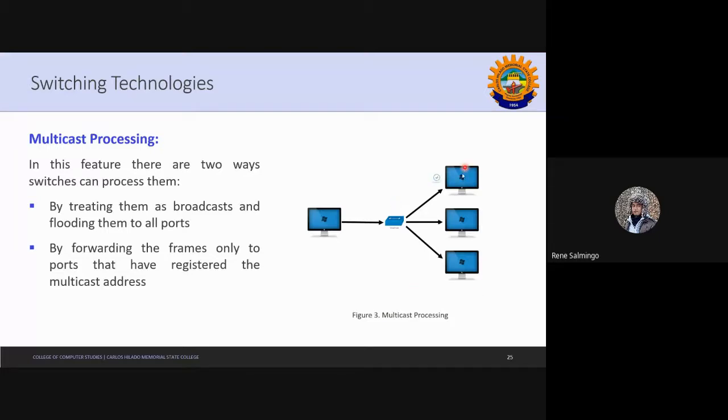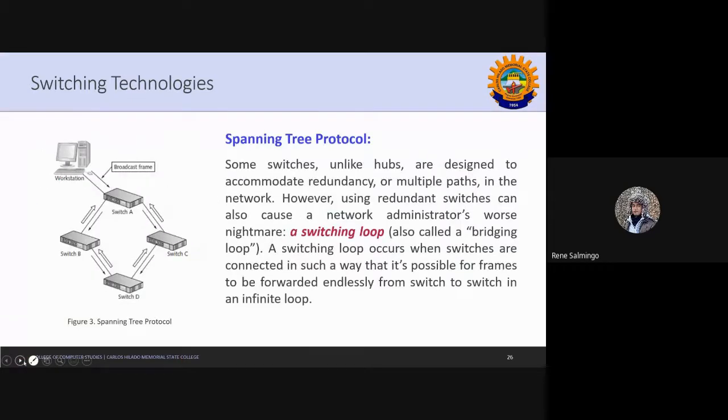So in this example, this computer and this computer have registered for the multicast processing. Now we have the spanning tree protocol. Unlike hubs, switches are designed to accommodate redundancy and multiple paths. However, redundant switches can also cause a network administrator's worst nightmare, which we call the switching loop.